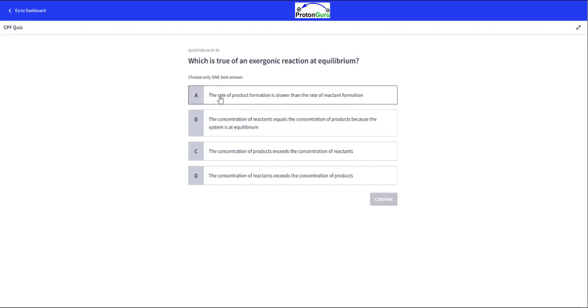So whether something's exergonic or not doesn't tell you how fast it happens. It just tells you the energy involved in thermodynamics of stability of products and reactants. Concentration of reactants equals the concentration of products because the reaction is at equilibrium. No. The concentration of products exceeds the concentration of reactants. For a spontaneous exergonic reaction, that will certainly be the case.